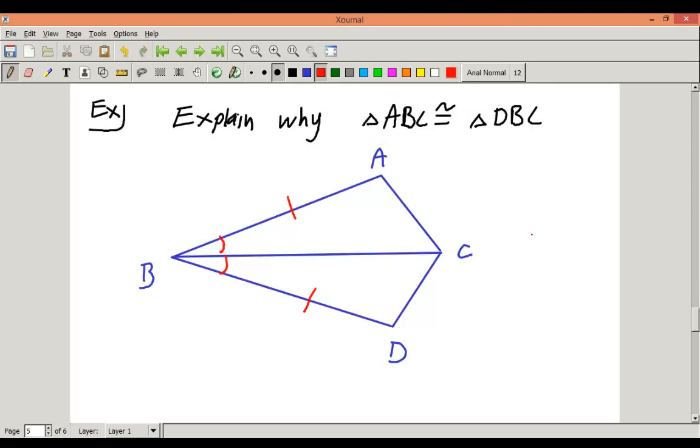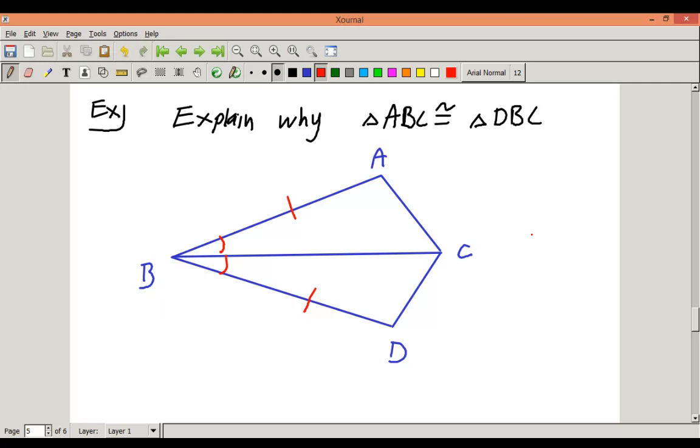Okay, so look at the diagram I have up here, and we're trying to explain why triangle ABC, the one on the top, is congruent to triangle DBC on bottom. By the way, notice that the order of the vertices is important. So point A corresponds with point D. Point B corresponds with itself. And point C corresponds with itself when you look at the two triangles.